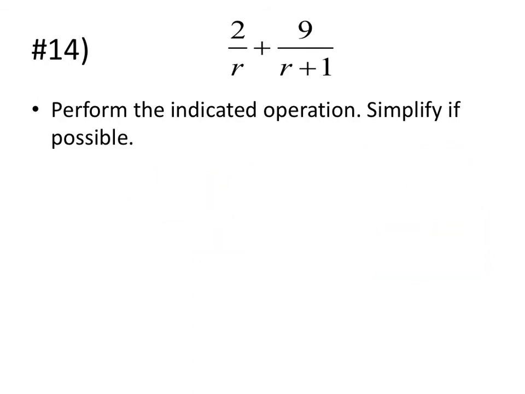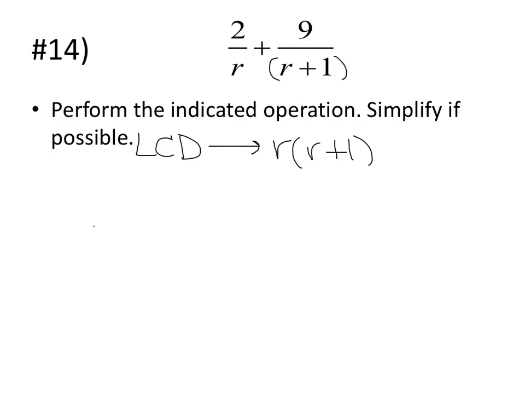Alright, this one they did not give us a common denominator, so we're going to have to go ahead and find the LCD. The LCD is, I'm going to need an r, and then I'm going to need an r plus 1. Okay? Just because there's an r here doesn't mean that that r represents this r. This is r and this is r plus 1. Those are two different things.